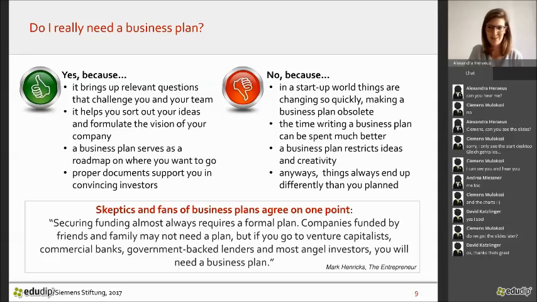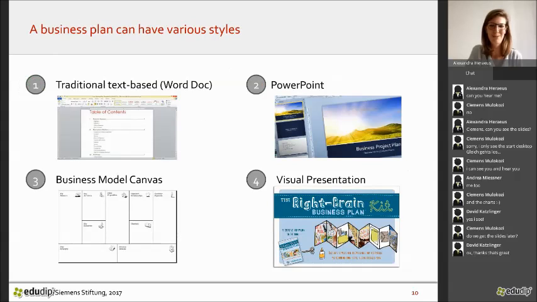I hope that's not surprising and not bad news to anyone, but we will look at some different versions of how this can be. Because that's the good news: a business plan is not a business plan. It can have various forms, and depending on your needs, your time, and also your expertise, you can use very different forms. I just put up here the four most common that we can quickly go through.